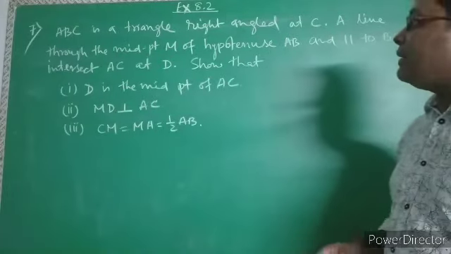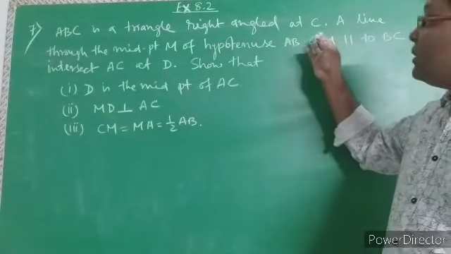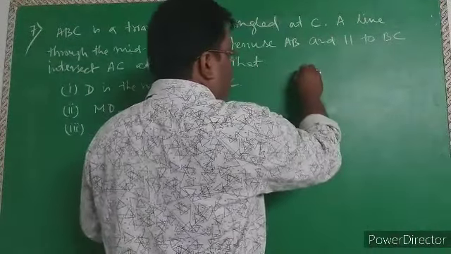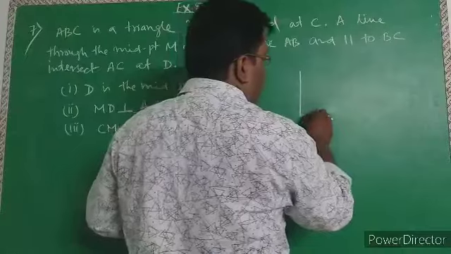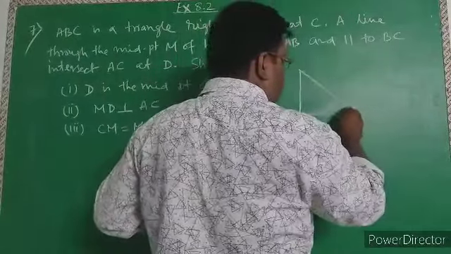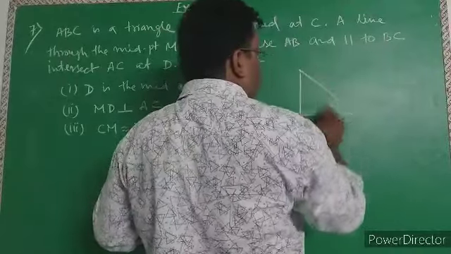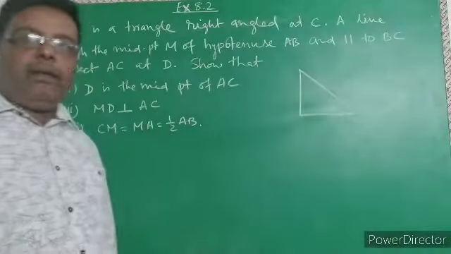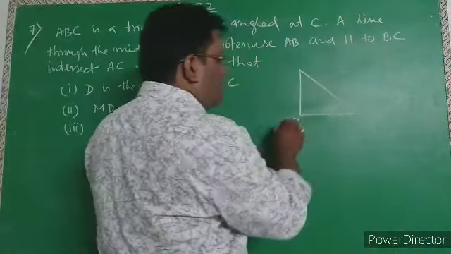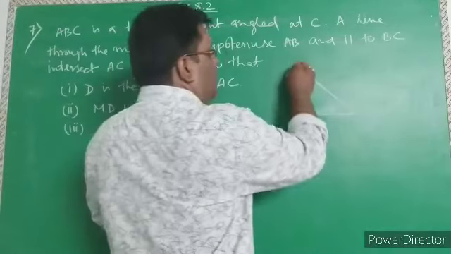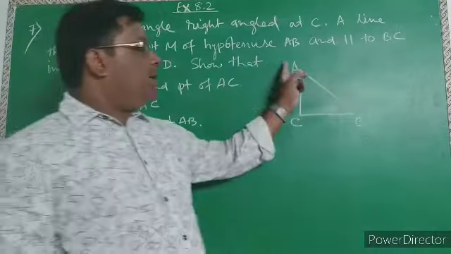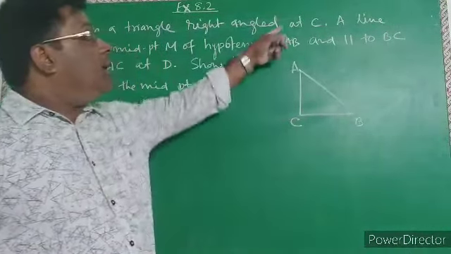So ABC is a triangle, right angle at C. That is, it's a right angle triangle. So I have to draw a right angle triangle first. So we draw a right angle triangle, and given that right angle at C, this is C. That means the other vertices are A and B. That is, ABC is a right angle triangle, right angle at C.